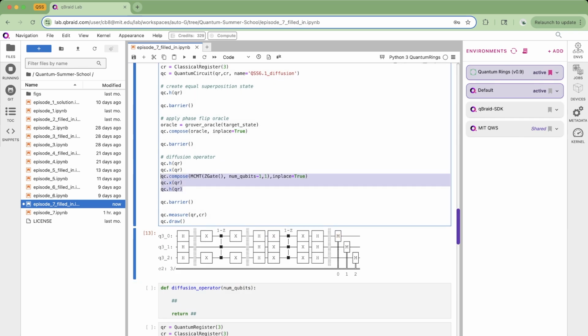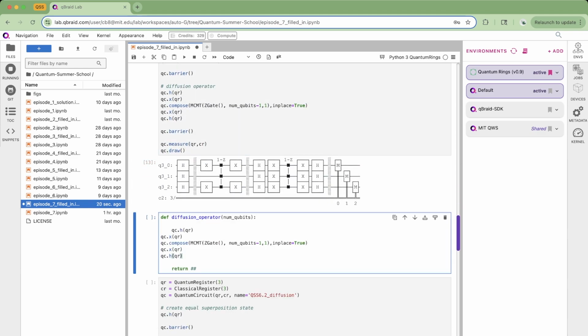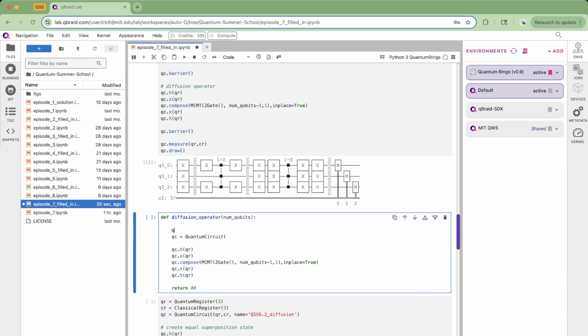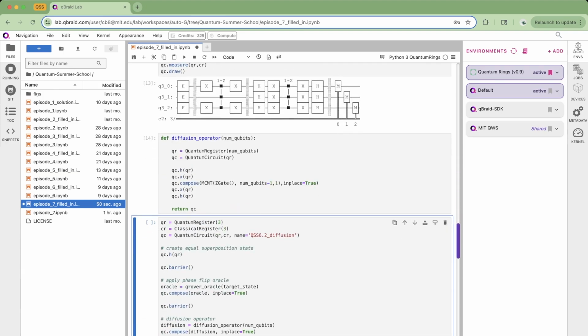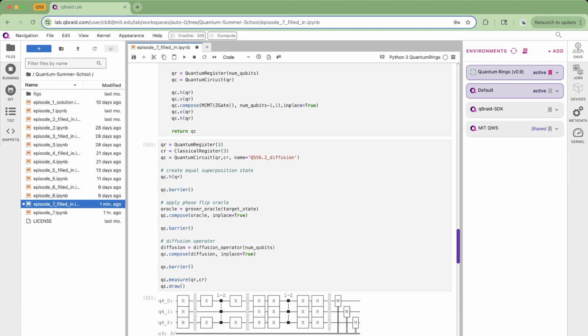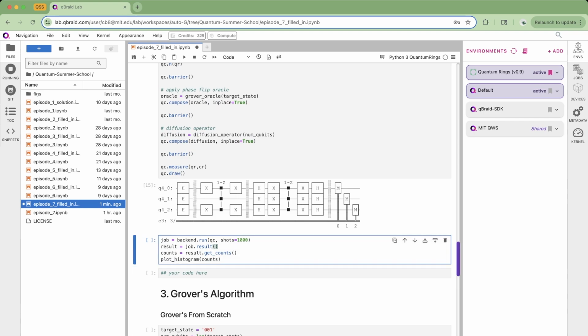So we can use it again later, let's grab our diffusion operator and turn that into a function as well. Just to make it easier on ourselves, we can define a quantum register first, and then build our quantum circuit out of that quantum register. Okay, and then we can put everything together. All of this is the same as before, but now we can also grab our diffusion operator and add that into our circuit as well. So this should turn out the same. And now we can actually run this and see what result we get.